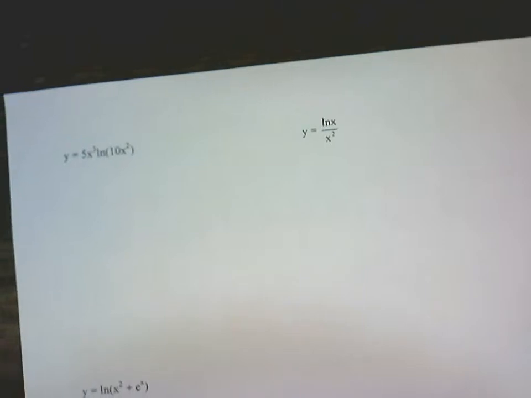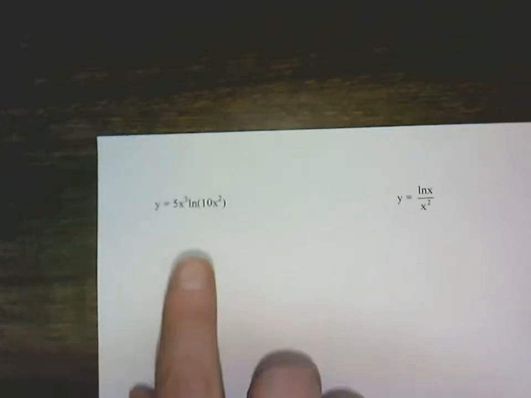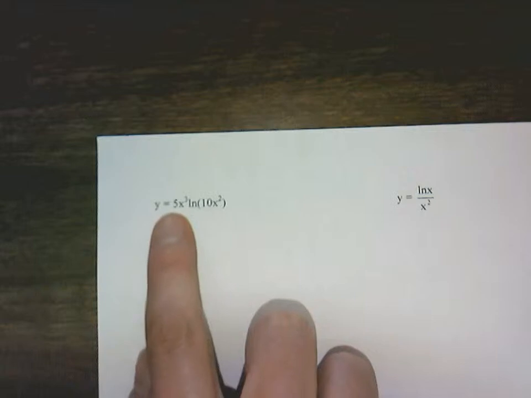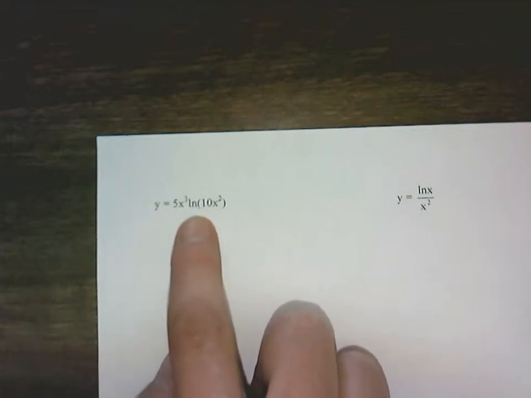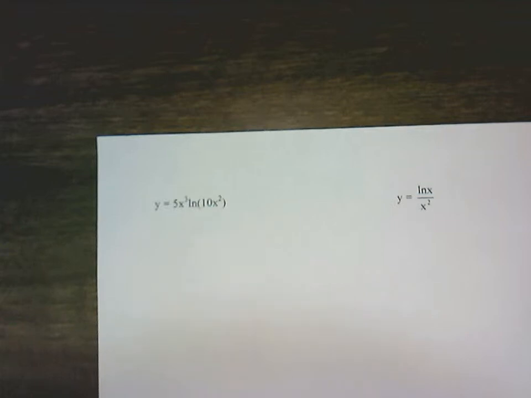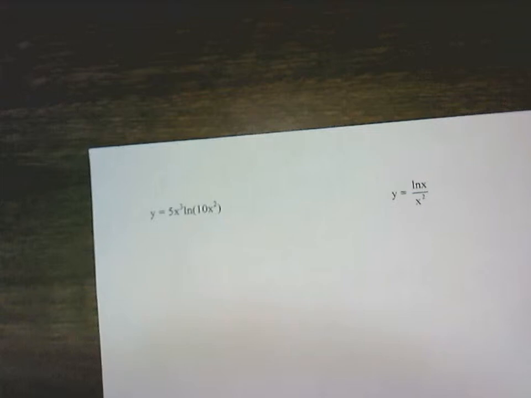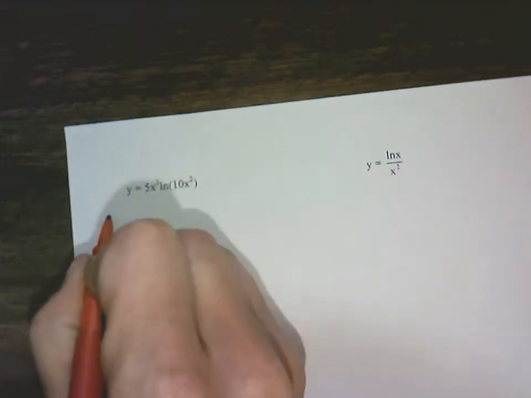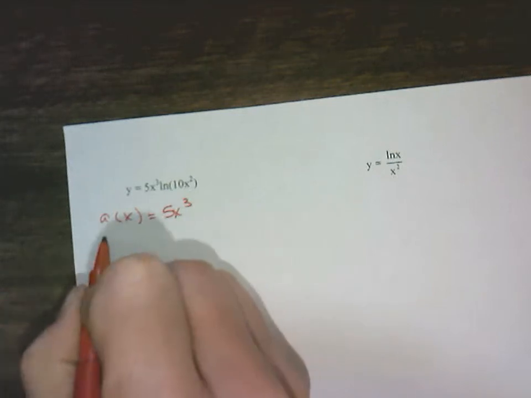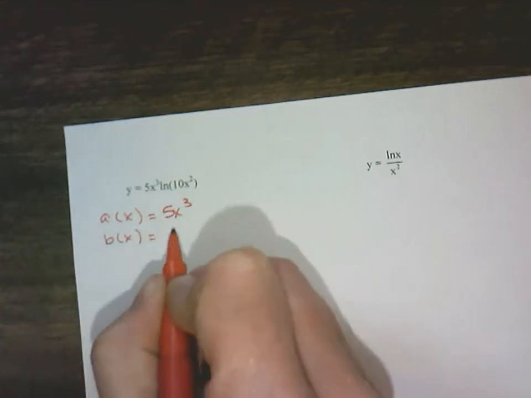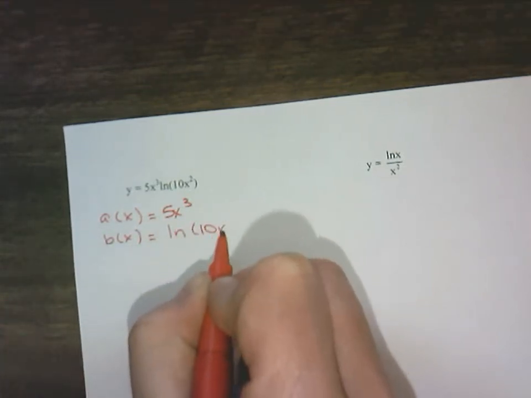Okay, so part 2 of the lesson is let's look at some more examples for the derivative of ln x. If we look at this one here, it's actually a product rule. We have 5x cubed and we have ln 10x squared. So I'm going to put those into two parts. I want to say that a of x is the 5x cubed, and I want to say that b of x is ln 10x squared.